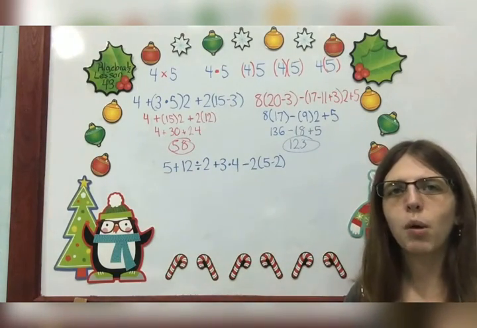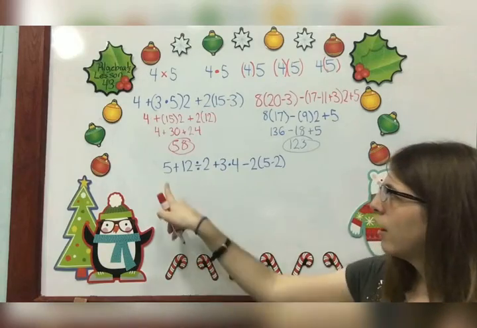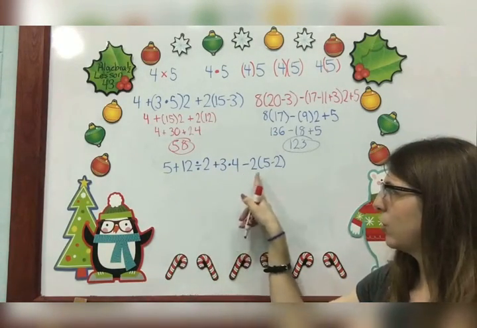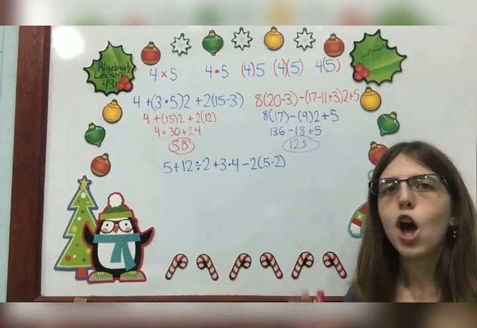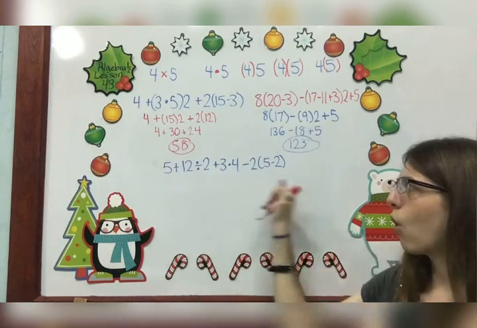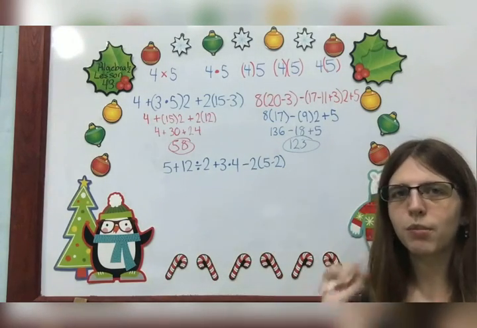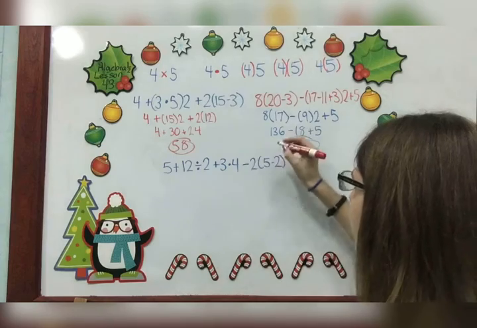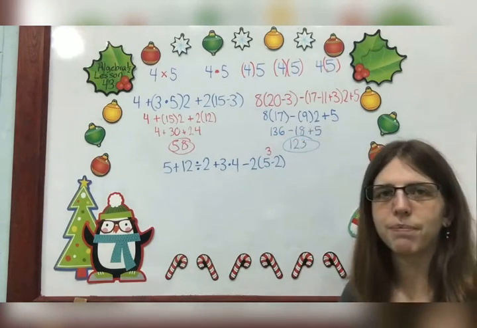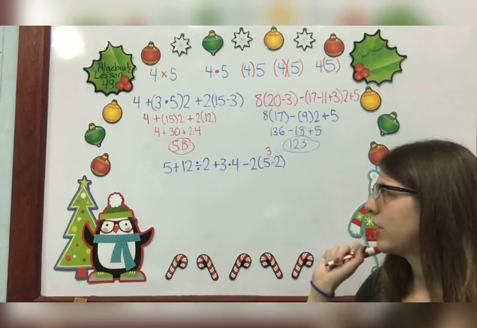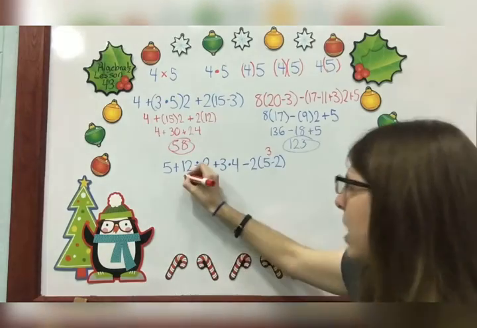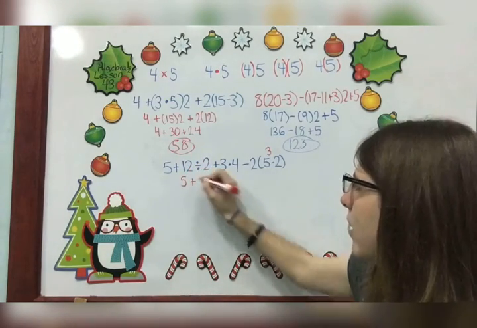So let's just take a look at what one problem would look like. 5 plus 12 divided by 2 plus 3 times 4 minus 2 times 5 minus 2. We always start with what's in parentheses. This time I'm not going to go through the whole problem, just write what this parentheses would be over top of it. 5 minus 2 is 3. Now I'm going to do my multiplication and division from left to right. 5 plus, what's 12 divided by 2? 6.